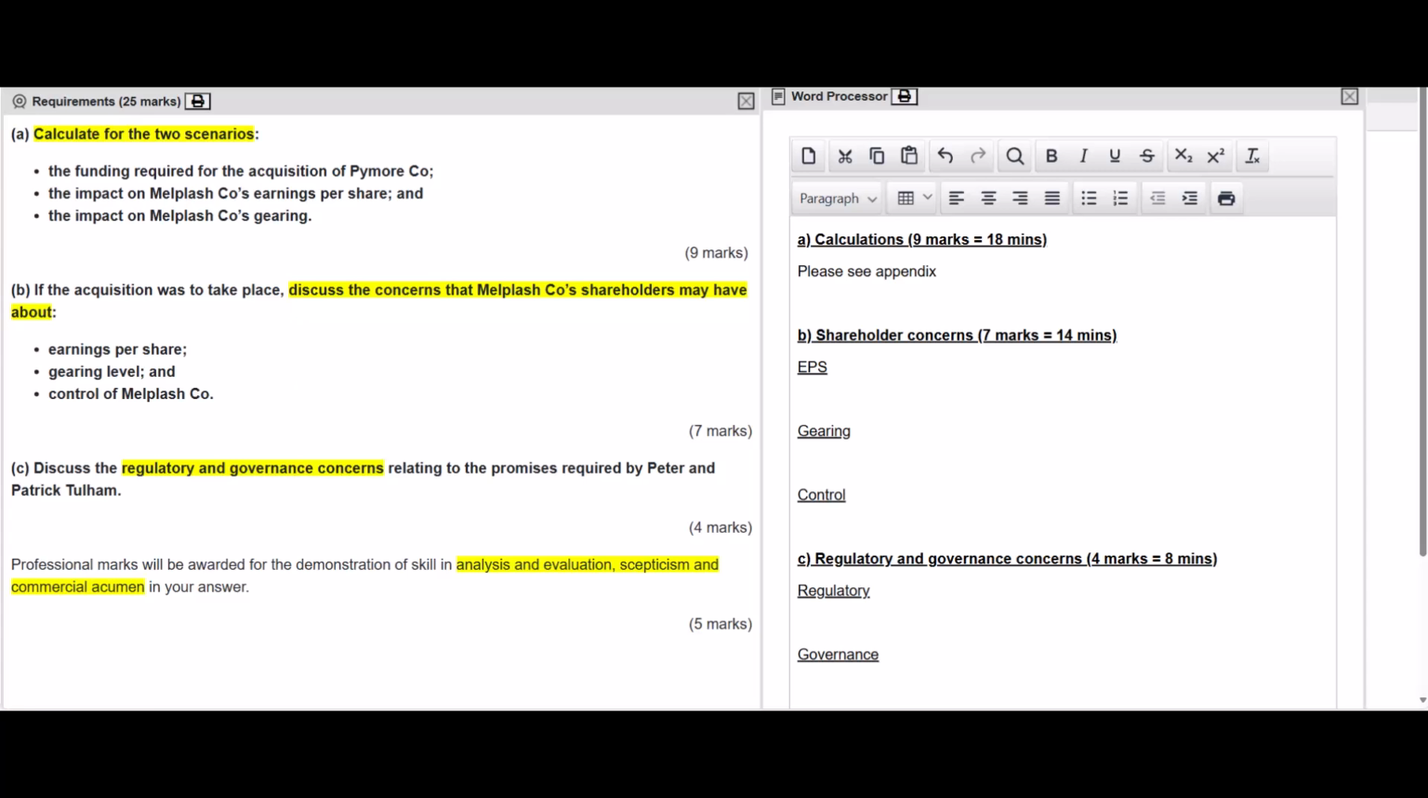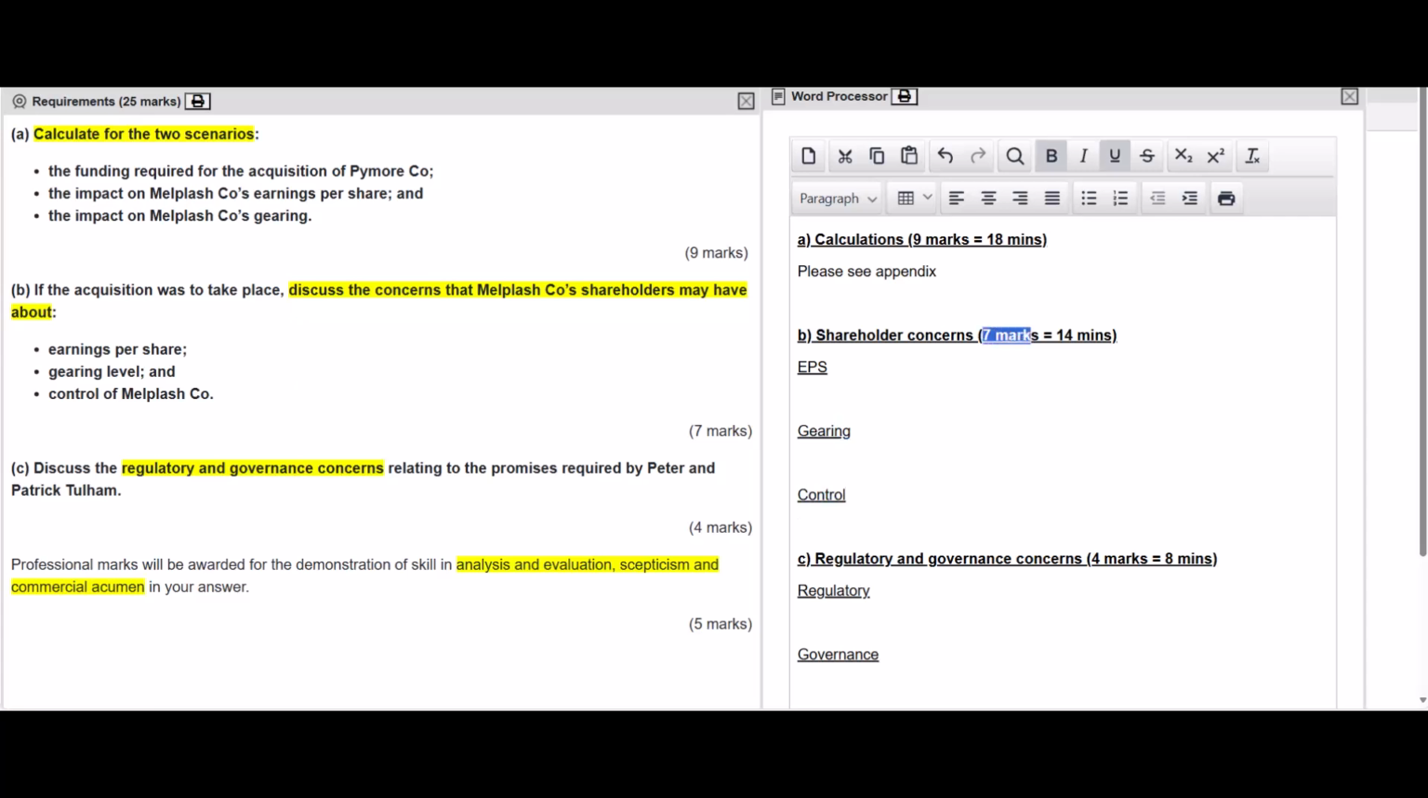But before we get into answering a question, it's always good to get your answers set up for the whole question. So for part A, that's all calculation based, so we're going to do that in the spreadsheet. So I said please see the appendix. Then for part B, if the acquisition was to take place, discuss the concerns the shareholders may have about those 3 things. So I called that shareholder concerns, and then I've done subheadings for each of the 3 things: earnings per share, gearing, and then control.